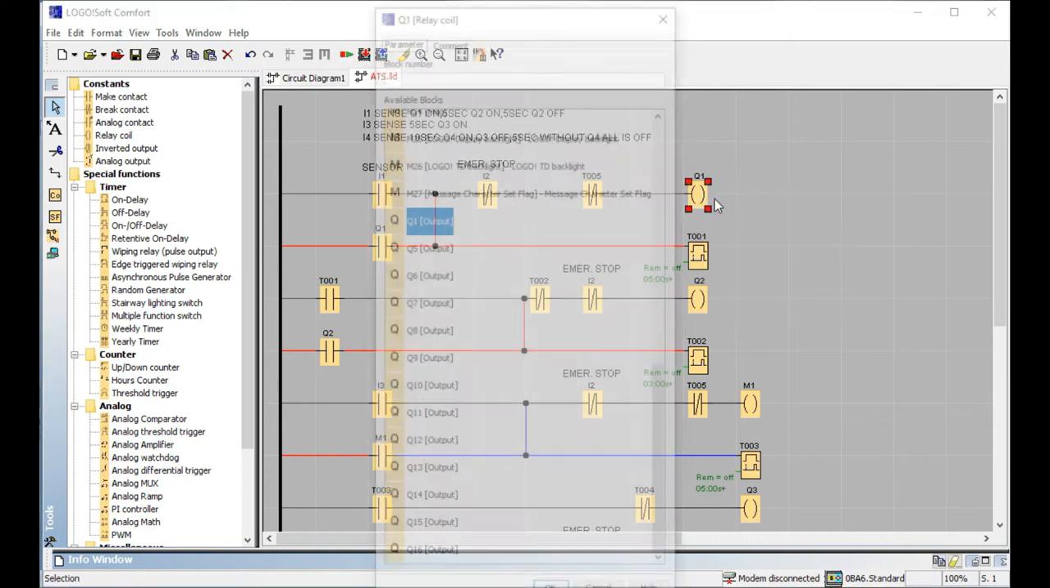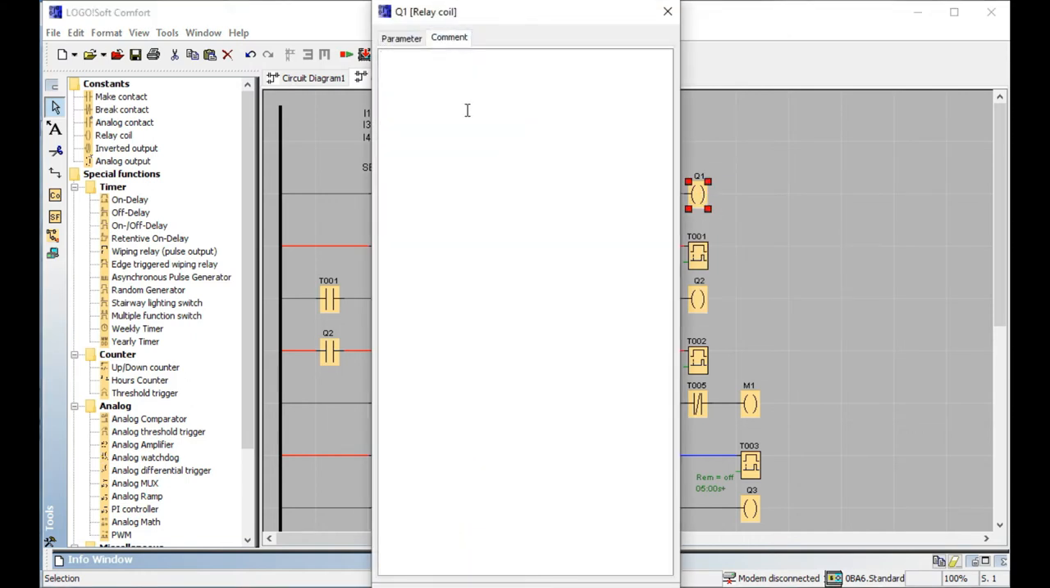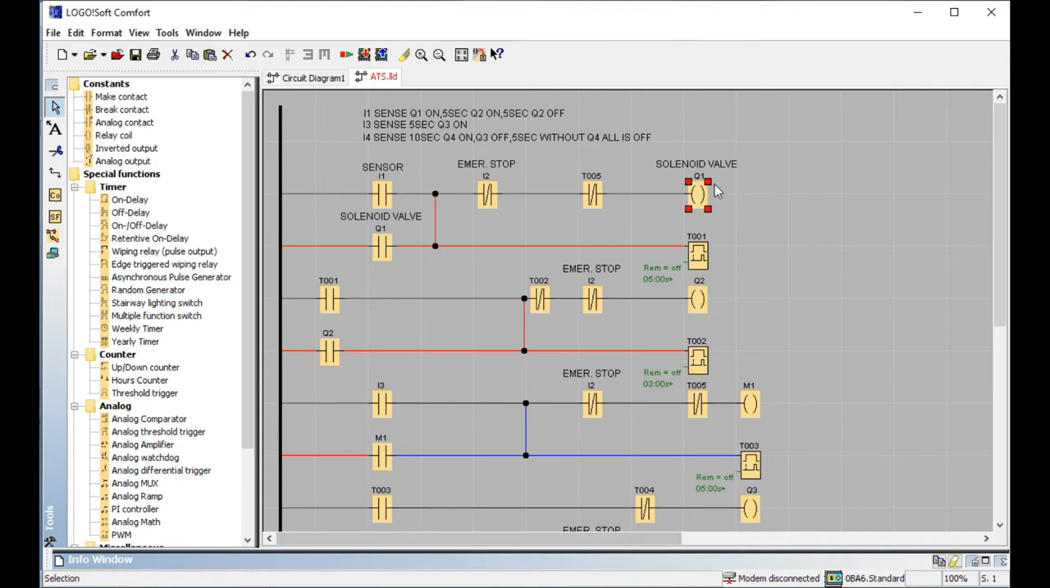And this is the Q1 solenoid valve. This solenoid valve is on the path of your fuel. That will be oil, diesel or gas, for any kind of generator that you use in your factory or residential area. That is absolutely dependent on you.